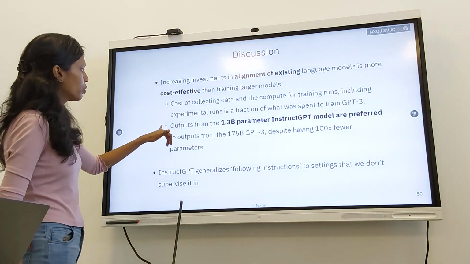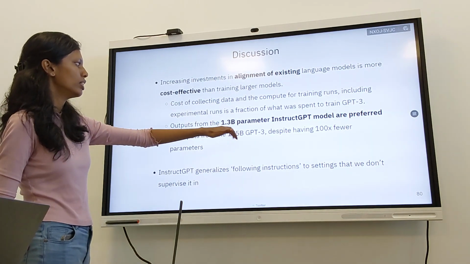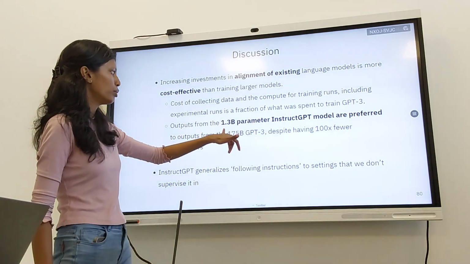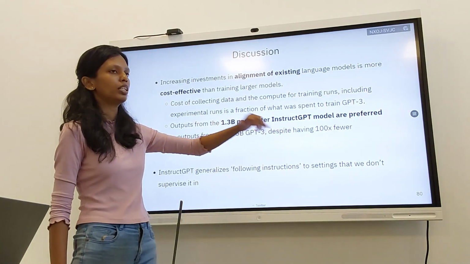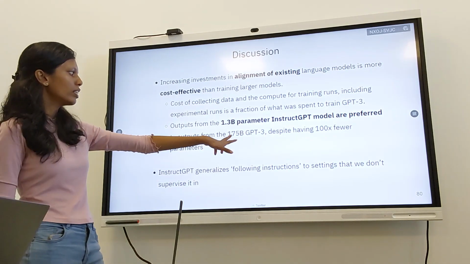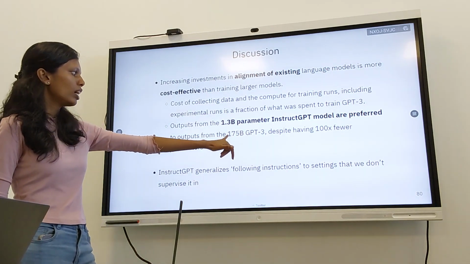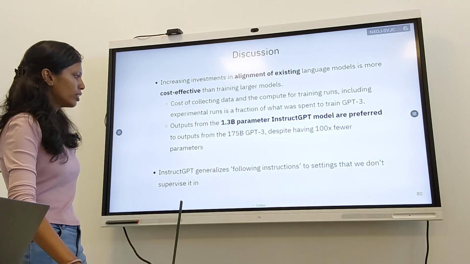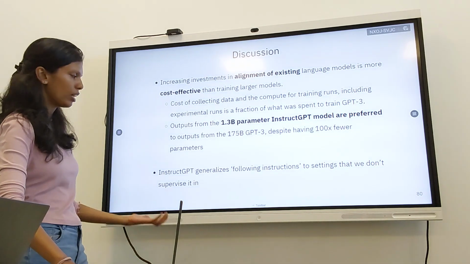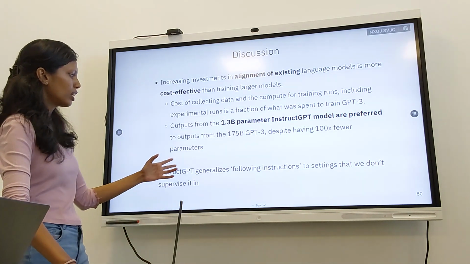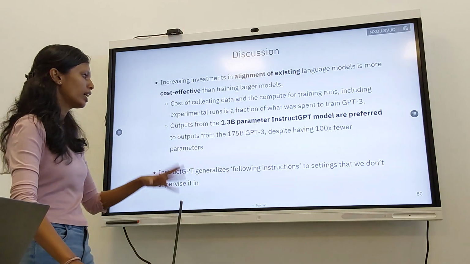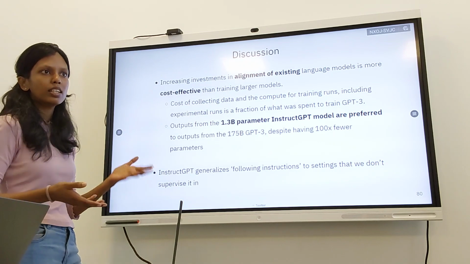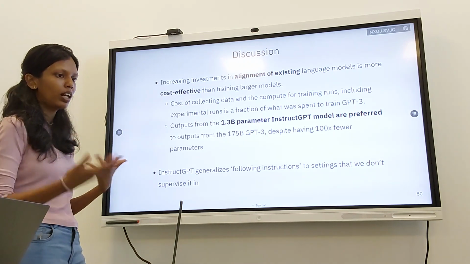To prove that fact, they have mentioned the results that they have gotten from the labelers. They say that the 1.3 billion parameter InstructGPT model is more preferred than the GPT-3 model, which has 175 billion parameters. And also, like what I mentioned before, it generalizes following instructions to settings that they have not supervised the model in, like in the case where they generate responses to unseen, unknown languages.